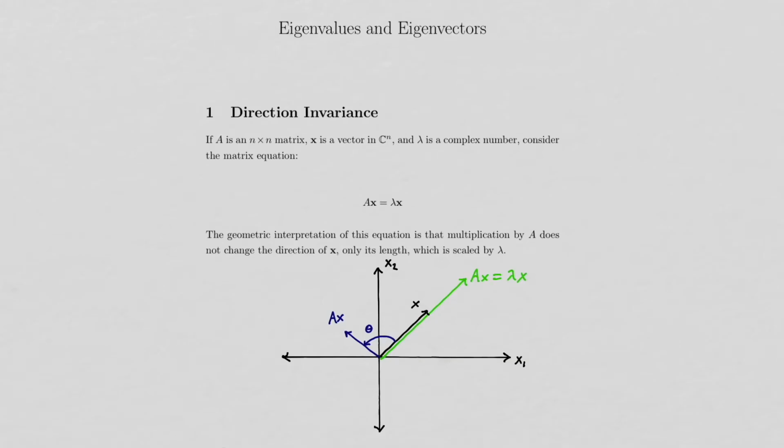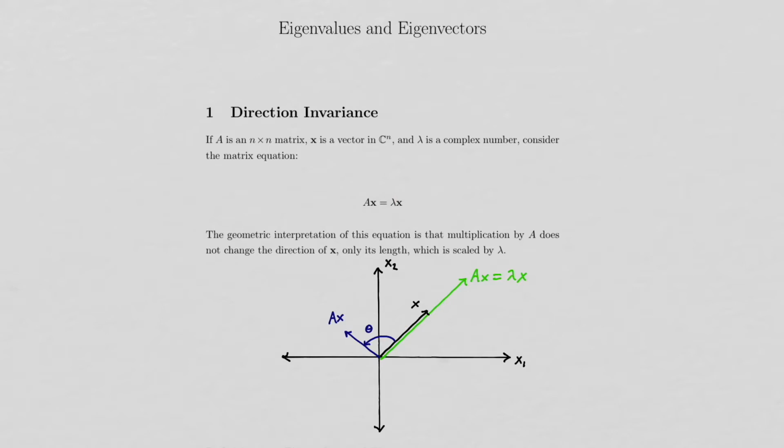We'll start by considering the concept of direction and variance. If I have a vector x in Cn, and lambda is a complex number, if we look at this equation, A times x equals lambda x, what it implies is that if I multiply x by the matrix A, that is equal to x times a scalar. In other words, the direction of x is not changed, it's just the length that is changed.